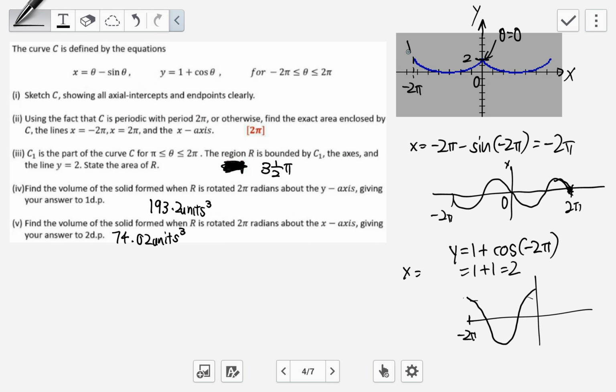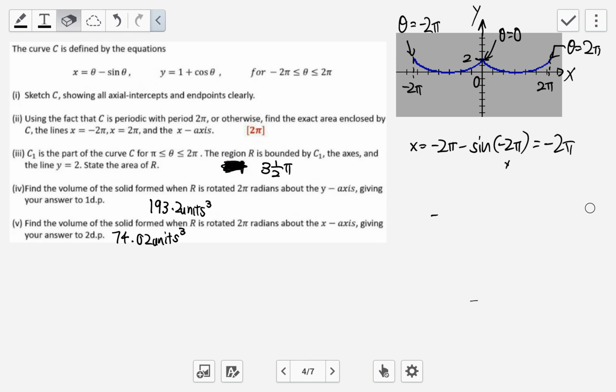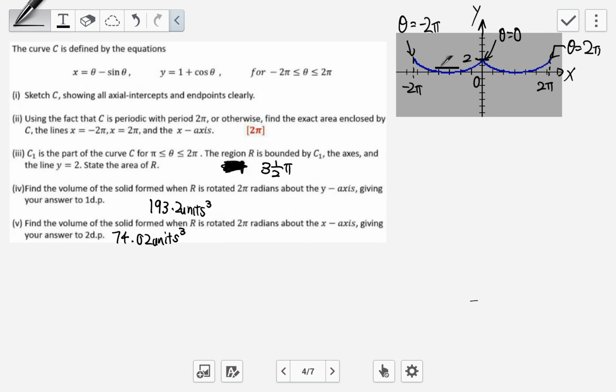So this part corresponds to my point theta equals to minus 2 pi. And you can prove that this part is theta equals to 2 pi using the same method as well, and my x is equal to 2 pi. So that's it for the first part of the question. I labeled everything except there's this part as well.